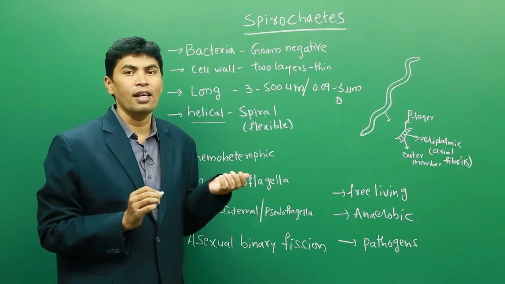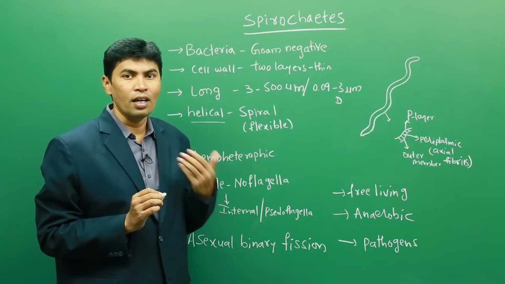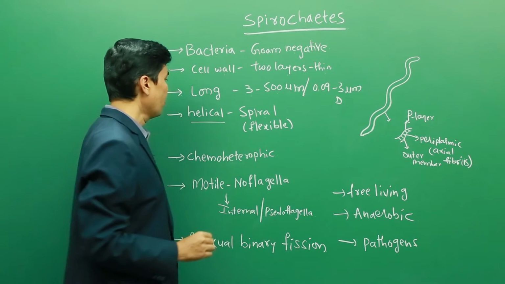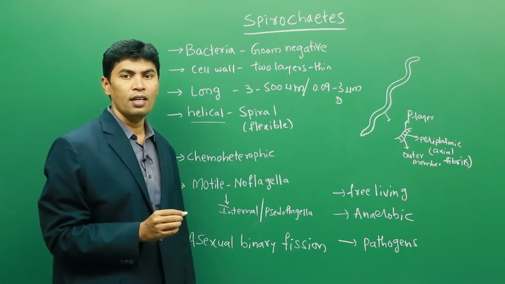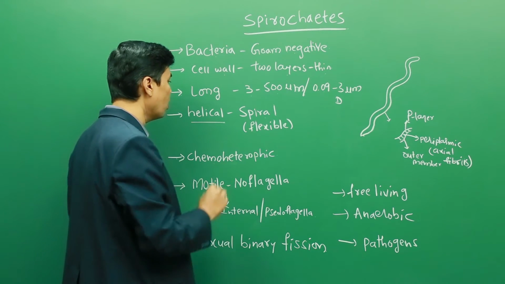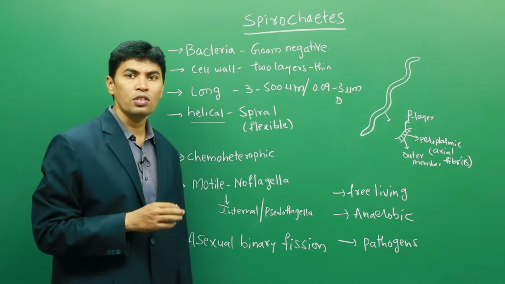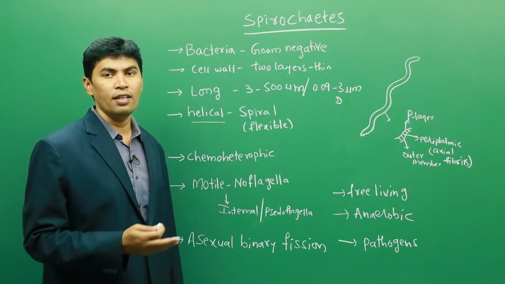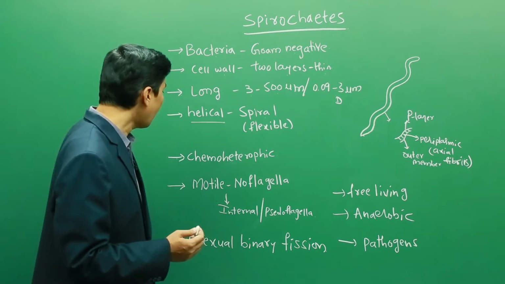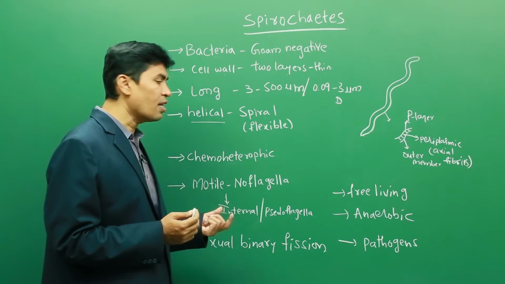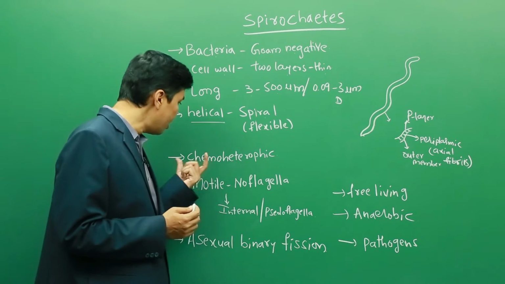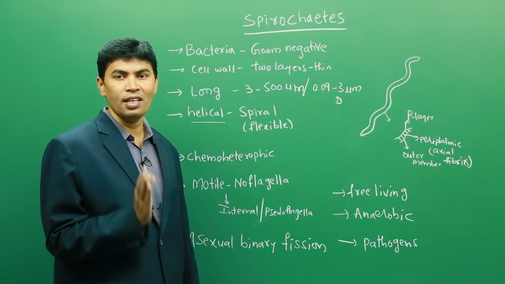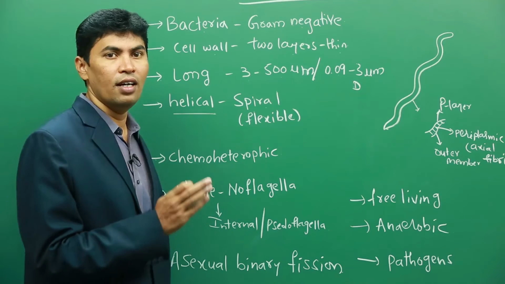Spiral means helical rods or helical curve shaped, and these helical curves are very flexible. These organisms come under chemoheterotrophic organisms. They use certain chemicals and organic substances for their energy and their normal survival. Now, this is a special point about this organism. They are motile, but they do not contain flagella. No external flagella can be seen in the spirochetes.